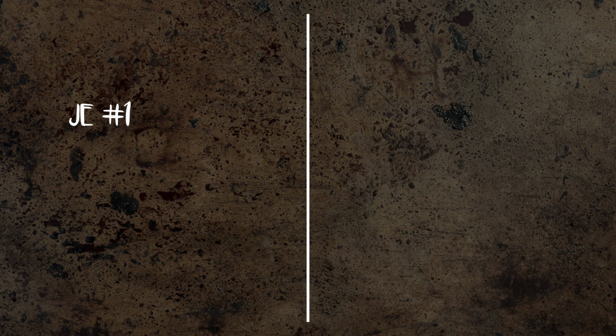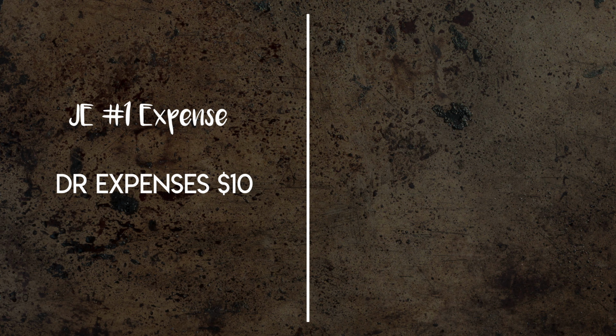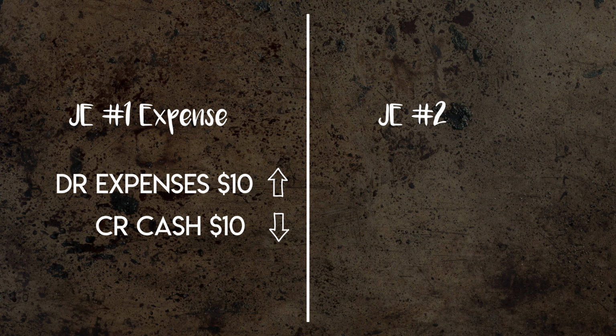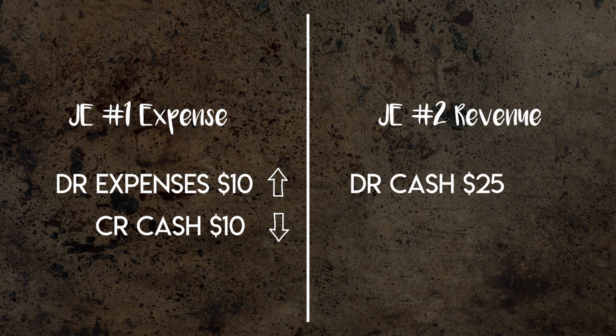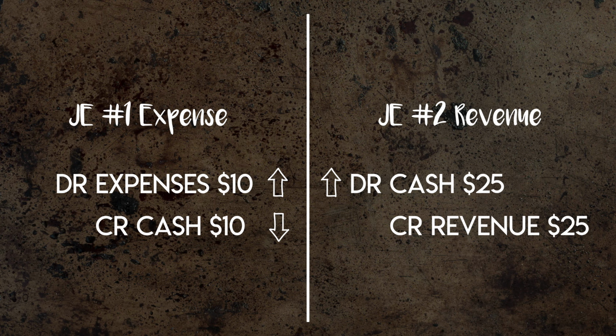First, you need to record the expense, which in this case is the cost of buying the ingredients for the cake. You debit your expenses by $10 to increase them, and you credit your cash by $10 to reduce your cash balance. You then need to recognize your revenue, which is the $25 that the customer pays you. You debit your cash by $25 to increase it, and you credit your revenue by $25 to increase it as well. If you're new to debits and credits, or you'd like a refresher, I recommend that you check out this video.